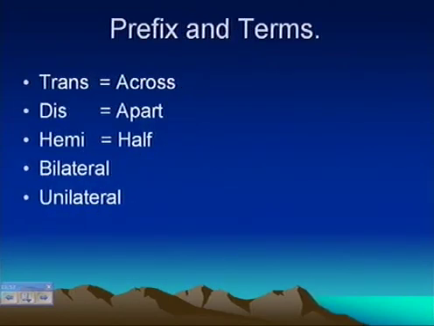Prefixes and terms. Some of the most basic ones to understand the amputation levels are trans, which means across, dis, which means apart, hemi, which means half, bilateral, and unilateral. You'll hear transtibial, transfemoral used a lot in prosthetics. Dis would be part of disarticulation or apart. Hemi just means half, so if half of something is missing, a lot of times they call that a hemi. Bilateral is when both sides are affected. So if I'm a bilateral amputee, I've lost both my feet most likely, or both my hands. If I'm a unilateral amputee, I've just lost one foot or one hand.